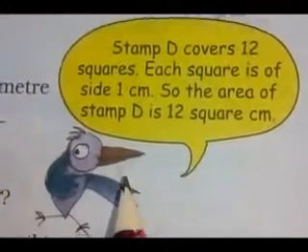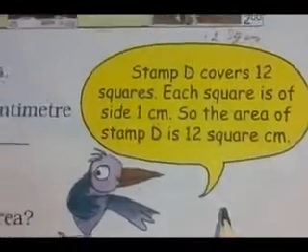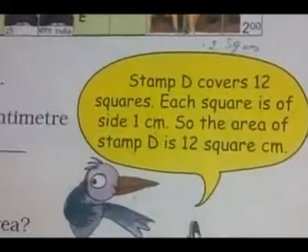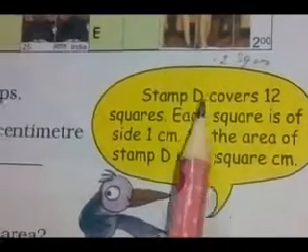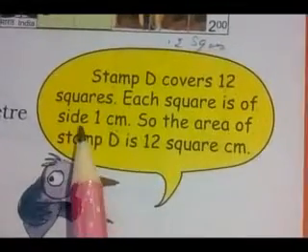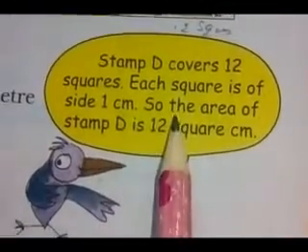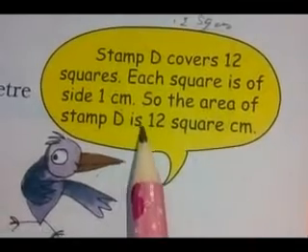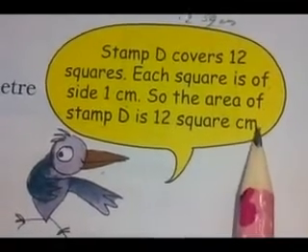Here is a bird. That bird is saying something to us. Shall we listen? What is it saying? Stamp D covers 12 squares. Each square is of side 1 centimeter. So the area of stamp D is 12 square centimeter.